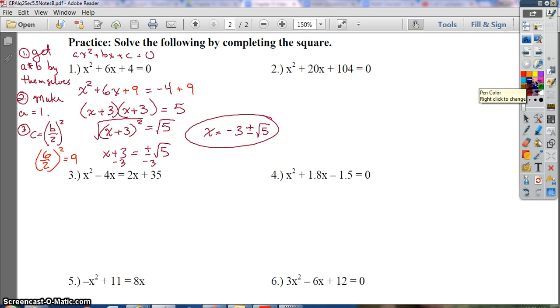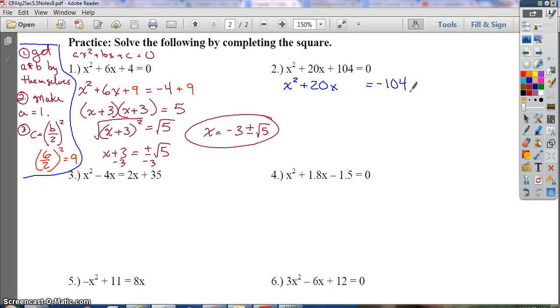Okay, so let's go through these steps again. Right? For number 2. Get a and b by itself. So we're going to get these x's by themselves. So x squared plus 20x equals negative 104. Make sure the x squared has a 1 in front of it. It does. So step 2, we don't have to worry about it.